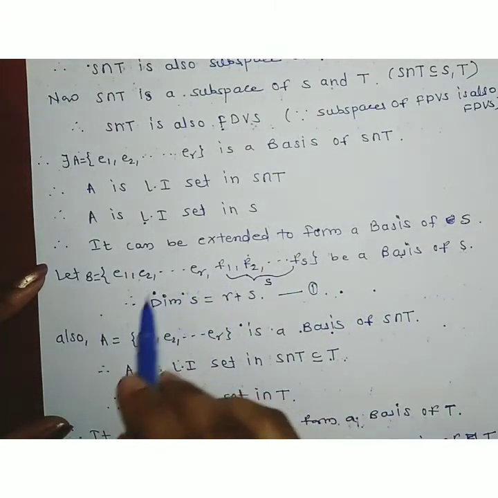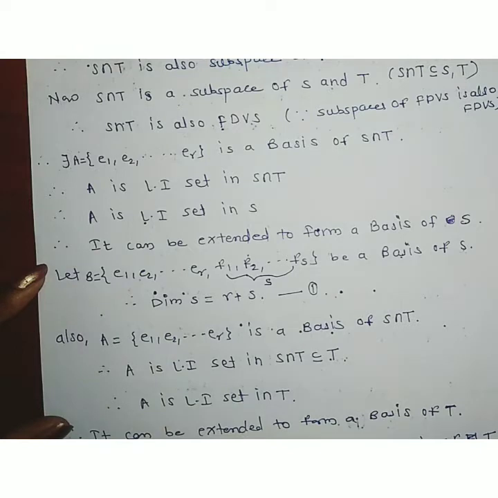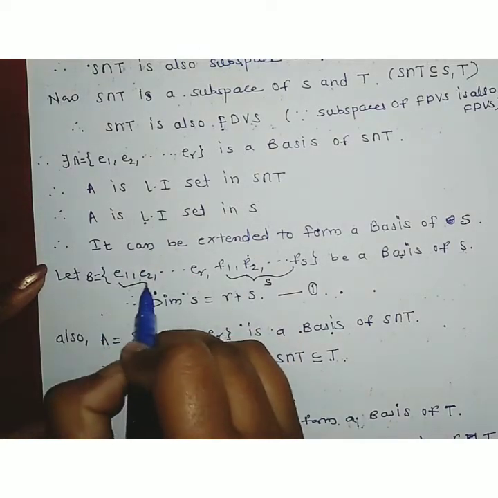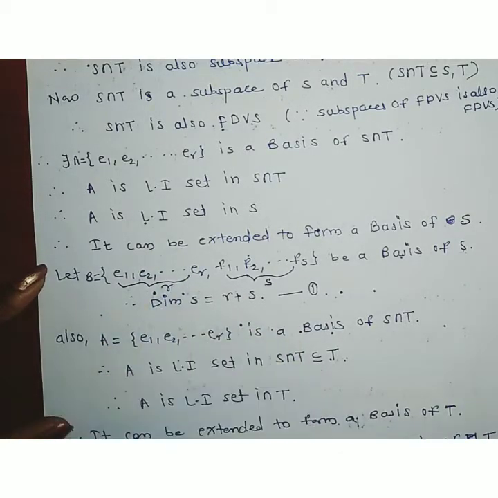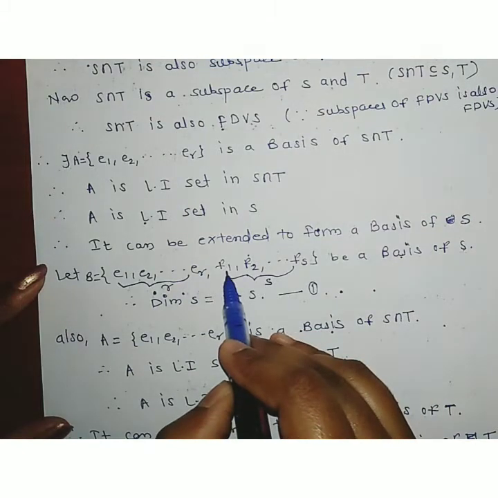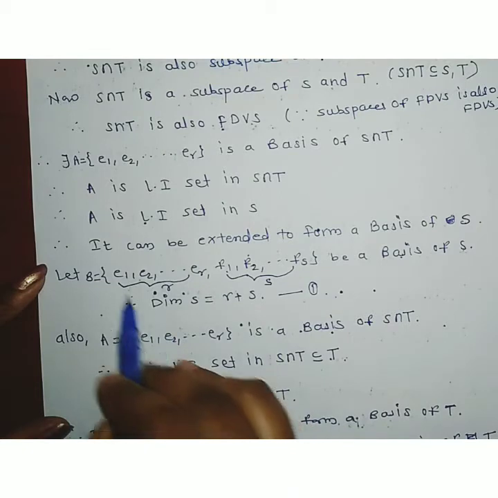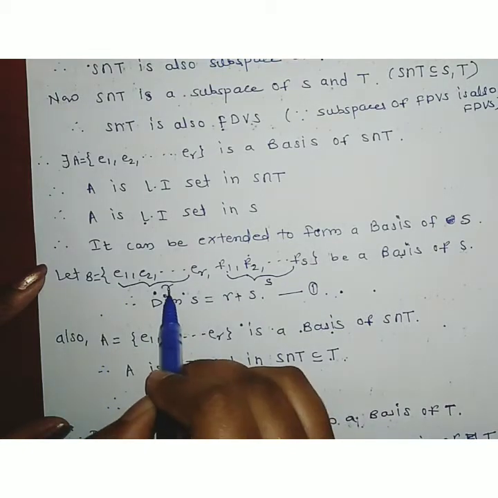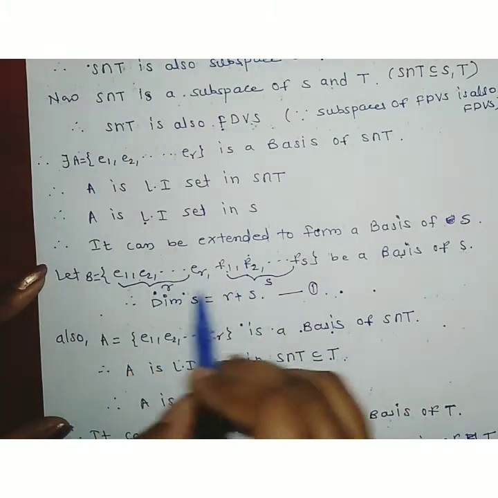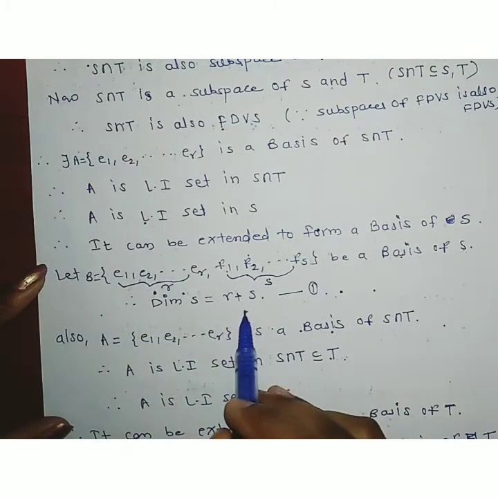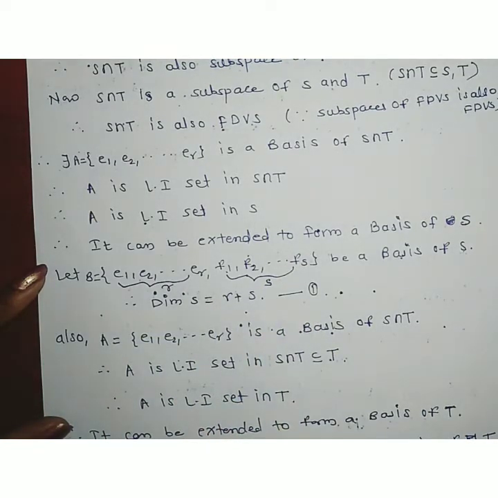So what is the dimension of S? It consists of how many elements? Dimension is nothing but the number of elements in the basis of that set. Look here, these are total r vectors, and from f1 to fs, these are s vectors. So how many vectors are present in the basis of S? r plus s. So the dimension of S is r plus s. Suppose this is equation first.